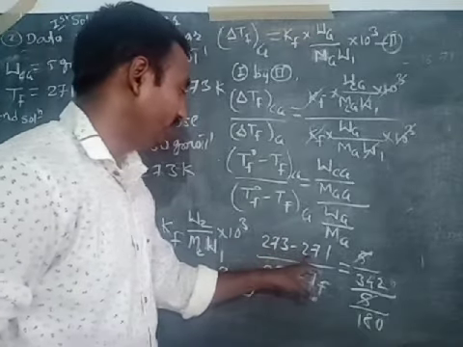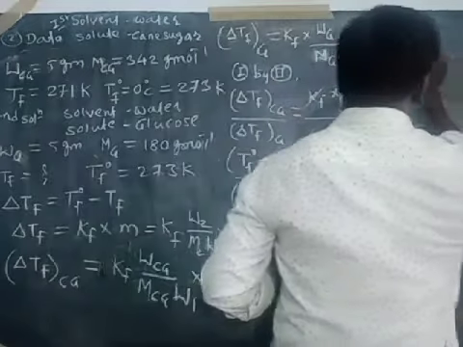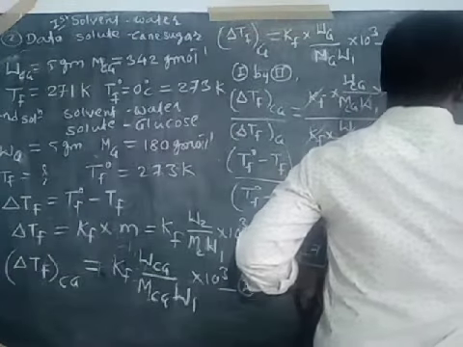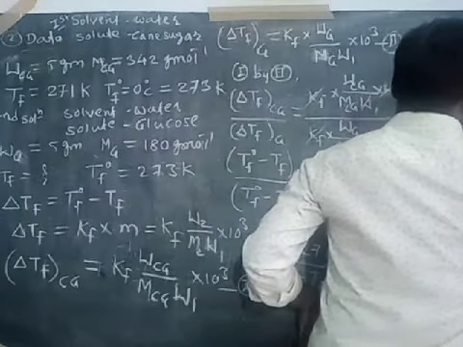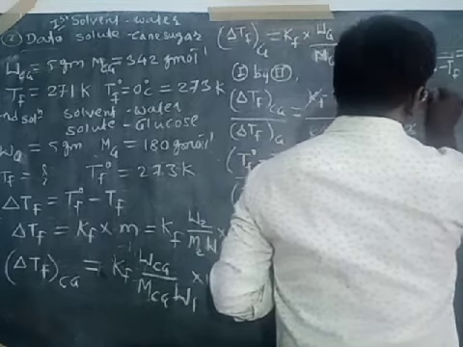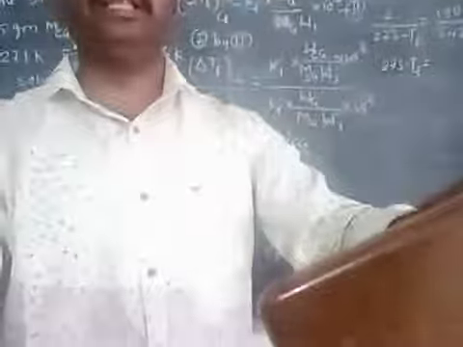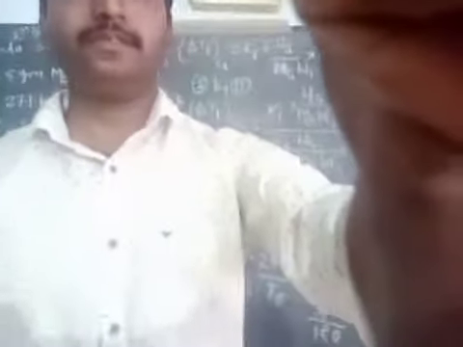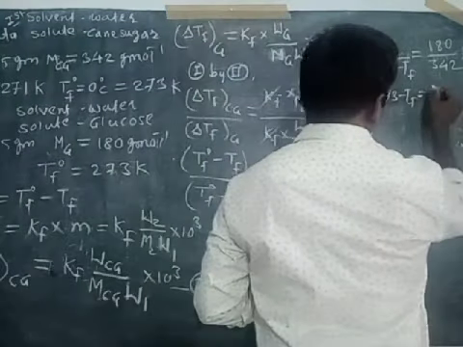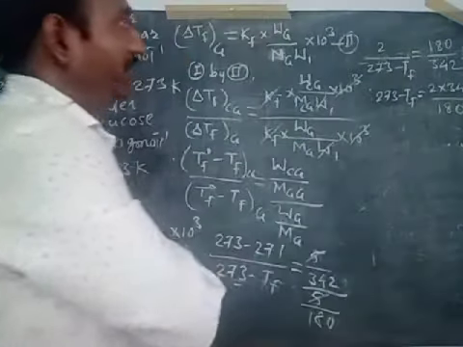We can subtract 271 from 273, and the value will be 2 upon 273 minus TF is equal to, here 180 goes to the numerator and 342 to the denominator, and that's why 2 upon 273 minus TF is equal to 180 divided by 342, and that's why 273 minus TF is equal to, wait a minute, 273 minus TF is equal to 2 into 342 divided by 180.